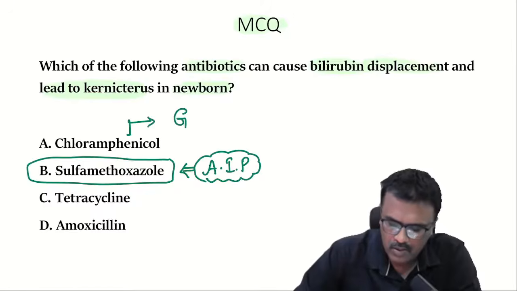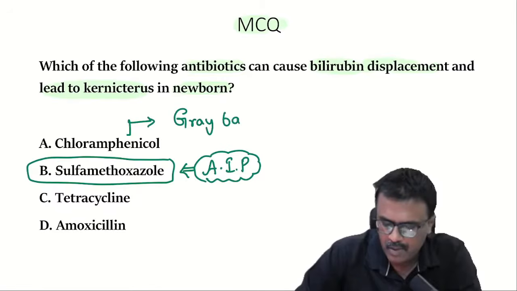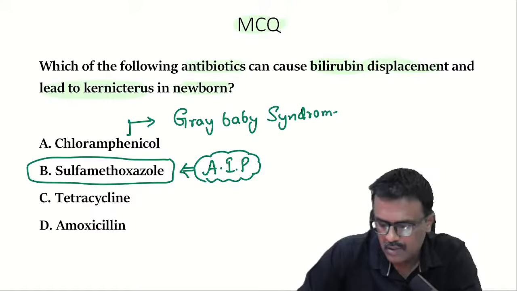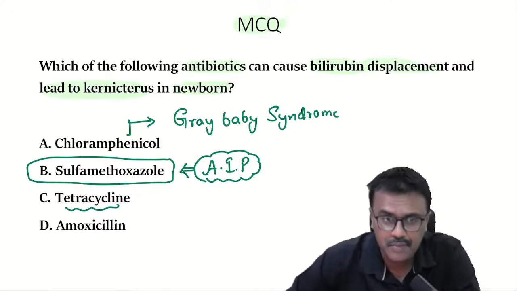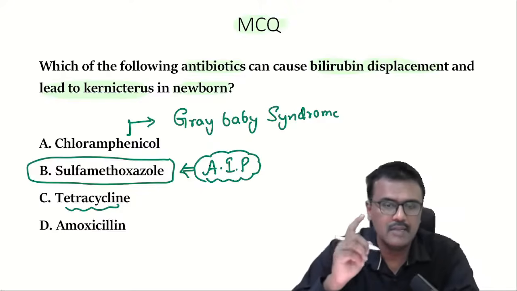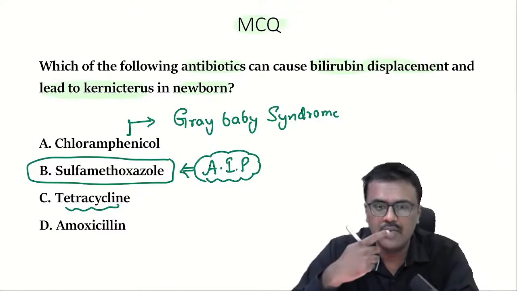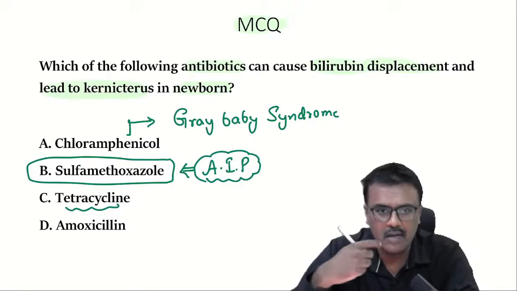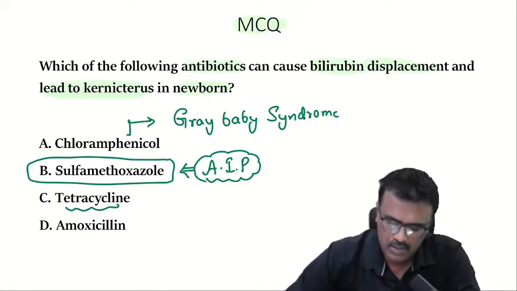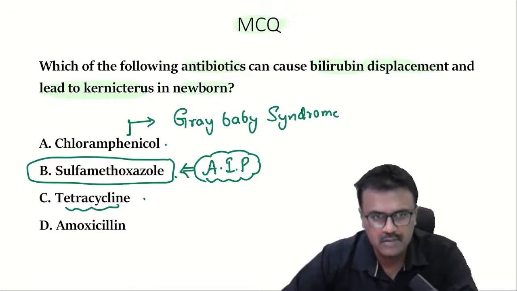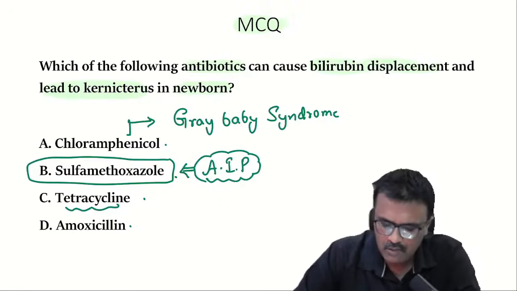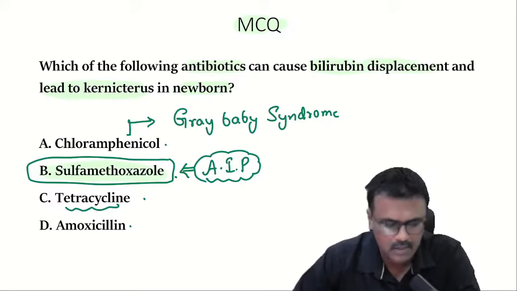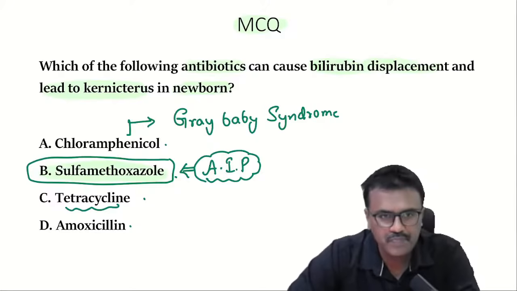Chloramphenicol can cause gray baby syndrome if you give it in premature babies. Tetracycline can lead to damage to the teeth. The teeth may become discolored, and bone damage. So all these three drugs are not given in children. What is the safest one is amoxicillin. But the question is asking which will cause bilirubin displacement. It is sulfamethoxazole. That is sulfonamides.